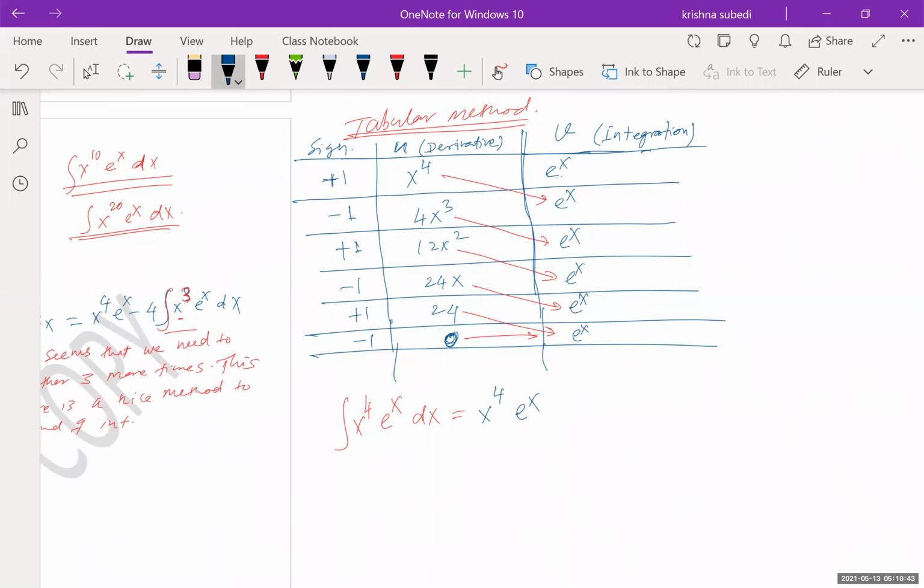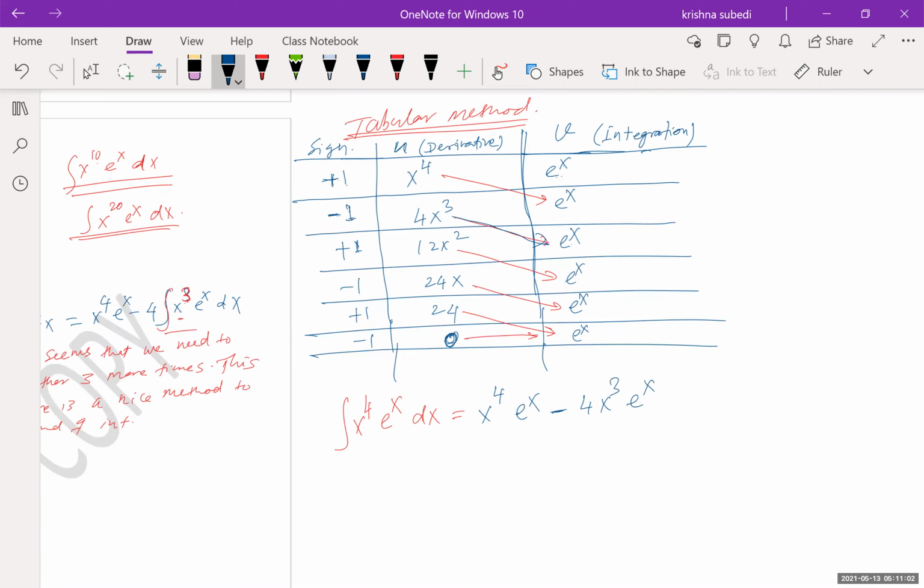Remember the sign. For the first one, the sign is positive. Now let's work with the second one. The second one, the sign is negative. So the negative sign, and multiply this with that. So multiply these two guys. So 4x cubed e to the x is your second term.